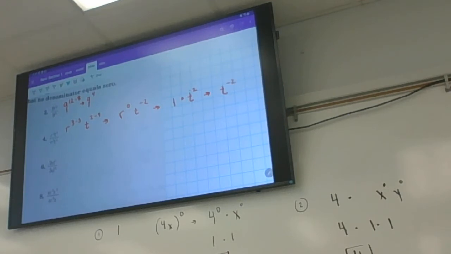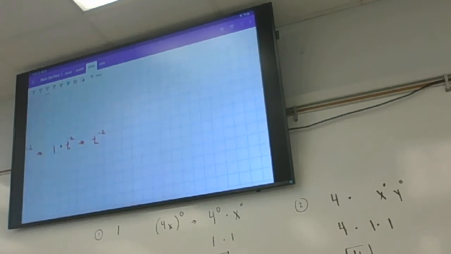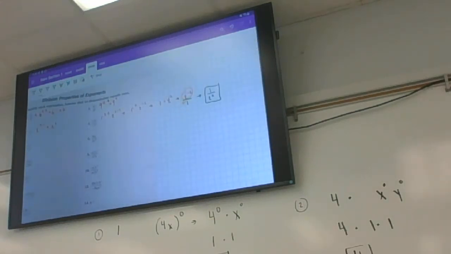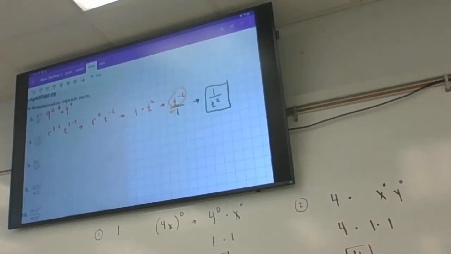Now I want you to take it one step further. This t to the negative 2 is technically over 1. I want you to circle it, draw an arrow, and put it in the bottom of a fraction and make it positive. The answer should be 1 over t squared. You must have done negative exponents before. Yeah. Okay. Because of the division negative. Does anybody have a question about the final answer I'm looking for number 4?